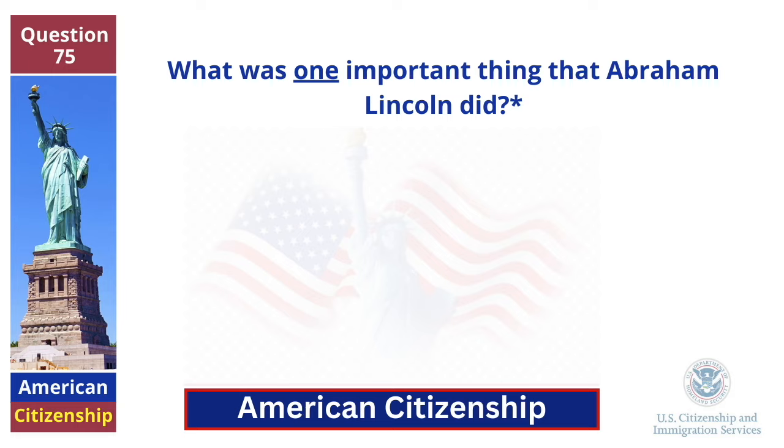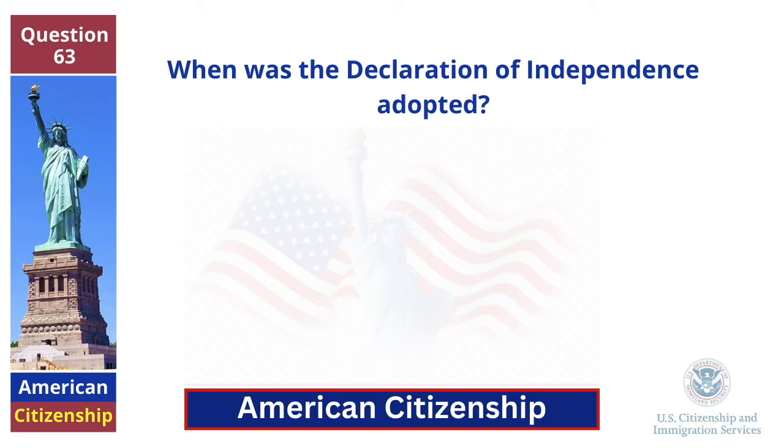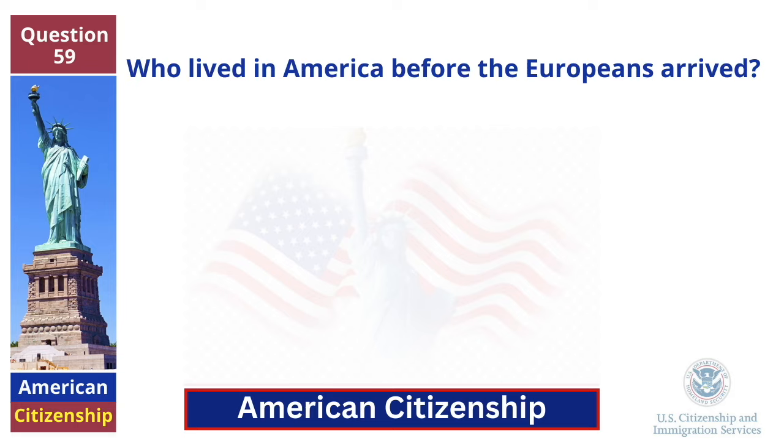What was one important thing that Abraham Lincoln did? Freed the slaves. When was the Declaration of Independence adopted? July 4th, 1776. Who lived in America before the Europeans arrived? American Indians.